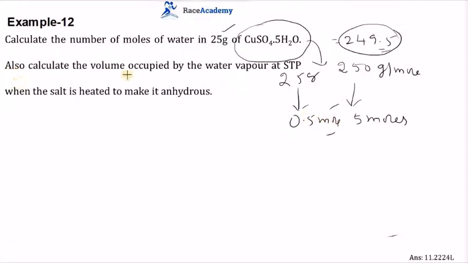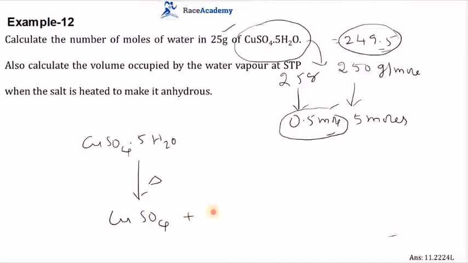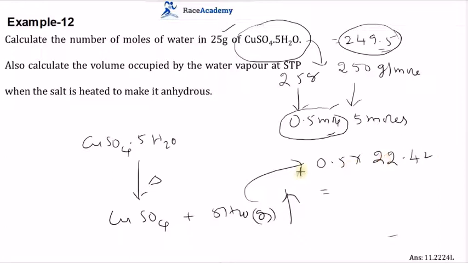Now let us see. Calculate the volume occupied by the water vapor at STP when the salt is heated to make it anhydrous. So whatever 0.5 moles is there, that will only go when copper sulfate pentahydrate is subjected to heating. Then copper sulfate will become anhydrous with the removal of the water vapor. So this water vapor is 0.5 moles. So 0.5 moles into, at STP, you know every gas occupies 22.4 liters. So 22.4 into 0.5 will become 11.2 liters.